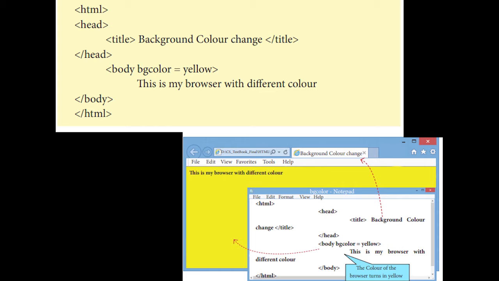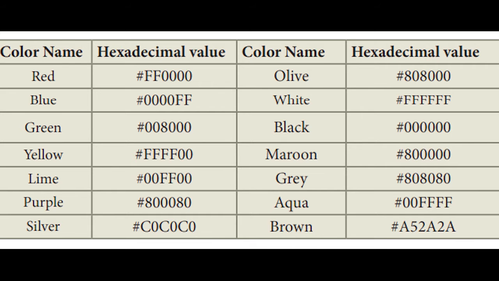Here we have some color codes also. You can give the color name also, but this can be used for only a few colors. The color code has a hexadecimal value. This is for more flexible colors. Many colors can be added using these color codes.